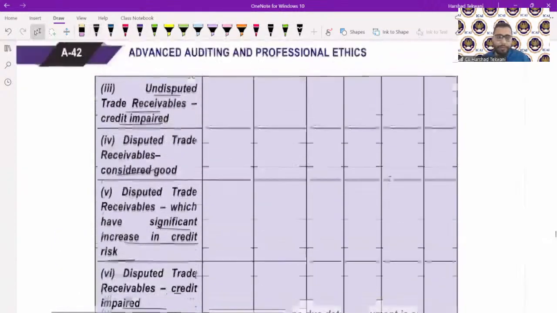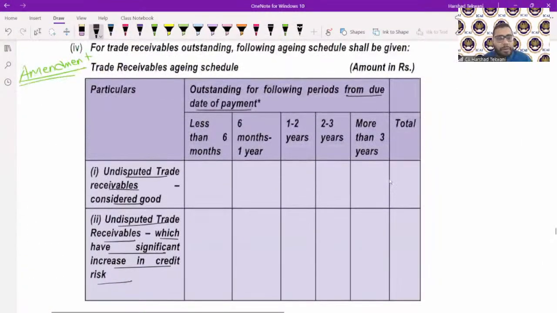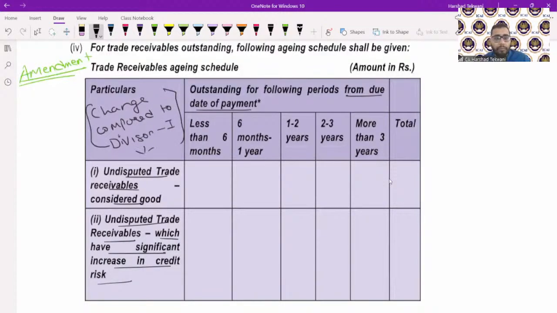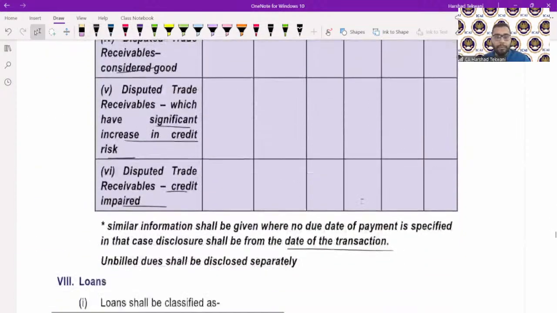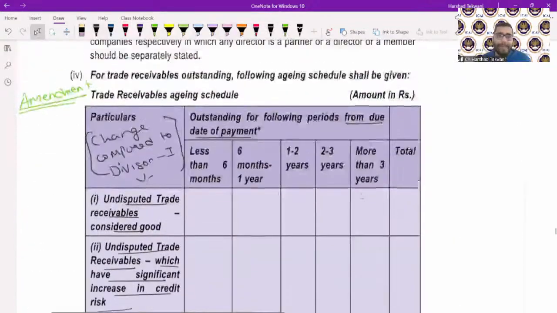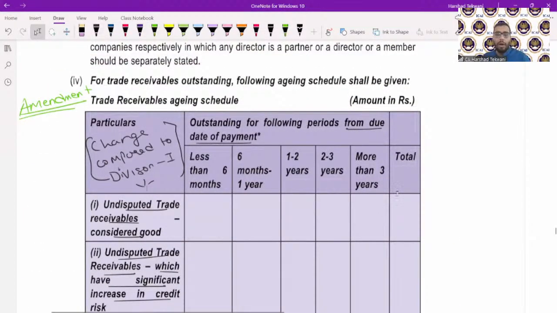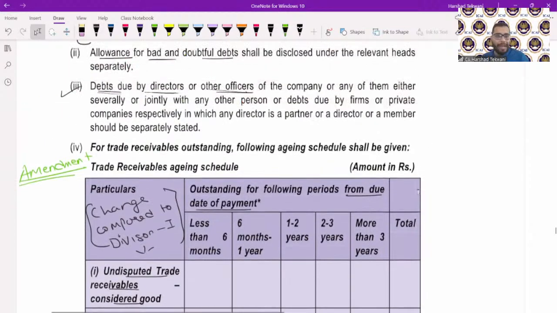No change. Just the change is over here. Change in the headings, that's it. There is no change in the concept over here. I hope I'm clear. Okay, so this is the important one, and this is also an amendment. A lot of questions can be asked on this.